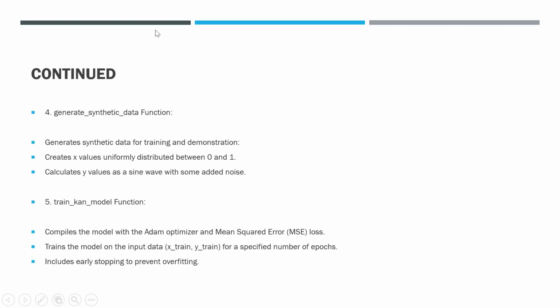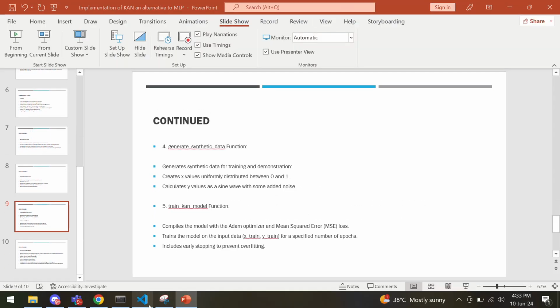Now after that we are creating a generate synthetic data function, which generates synthetic data for training and demonstration. It creates x values uniformly distributed between 0 and 1, and calculates y values as sine waves with some added noise. So that is how we are generating the synthetic data, and the function is being declared accordingly. Then we have the train KAN model function, which compiles the model with the Adam optimizer and mean squared error loss, trains the model on input data for a specified number of epochs, and includes early stopping to prevent overfitting. So these are the things that have been applied.